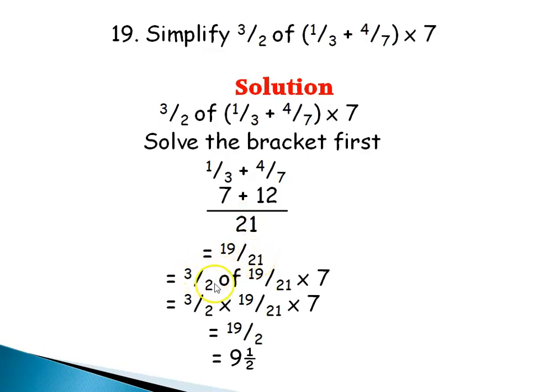Then I'll write 3 over 2 of 19 over 21 times 7. Then the next thing is I'm going to do the of. Of is the same thing as saying multiply. 3 over 2 multiply by 19 over 21 multiply by 7. Is that taken? Alright, let's look at what can go. If I say 3 here 1, 3 here 7, 7 will cancel out 7. I'll be left with 19 divided by 2. So 19 divided by 2 will give me 9 whole number 1 over 2. And that's my final answer.